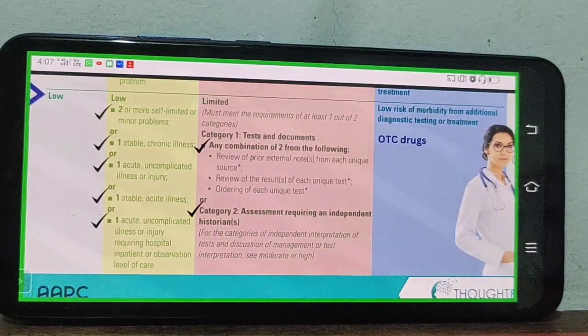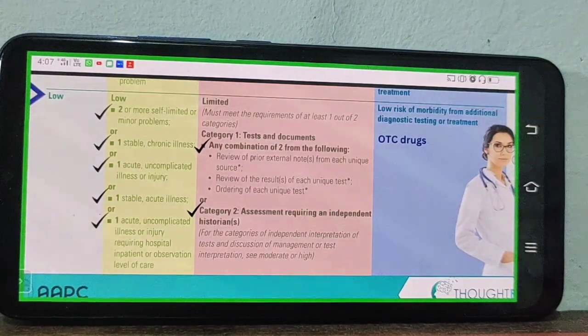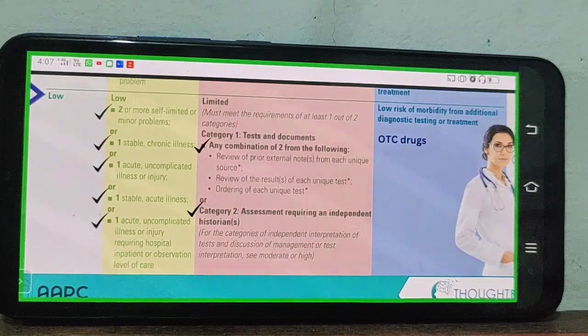If I directly get 2 points from this one, there is no need to check the rest of the components. For example, the doctor orders CBC and ECG. So there are 2 newly added tests. Each test will get 1 point. That's why I am getting the 2 points directly from ordering of each unique test. So no need to check points number 1 and 2. Did you understand the meaning?